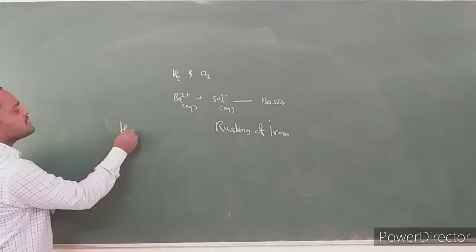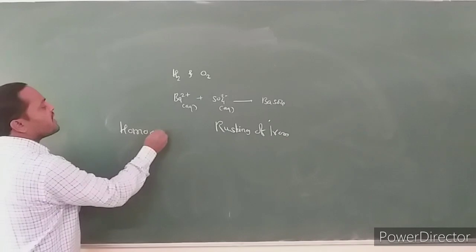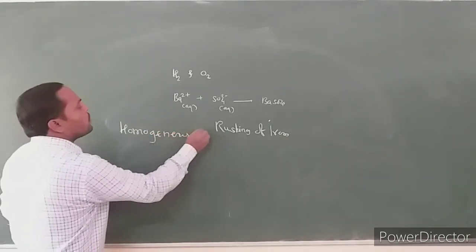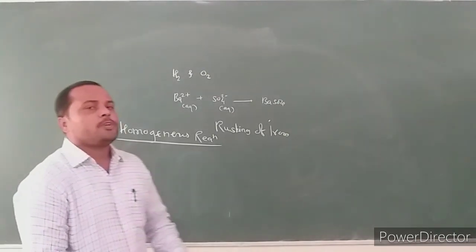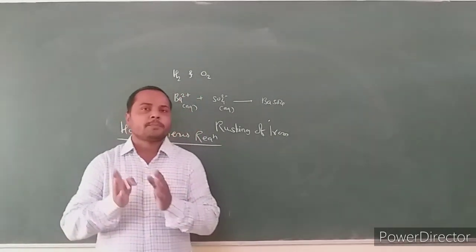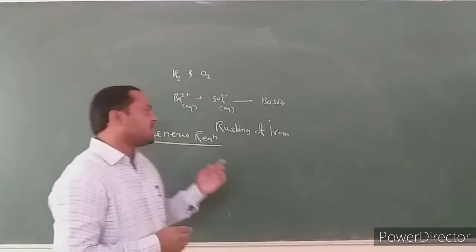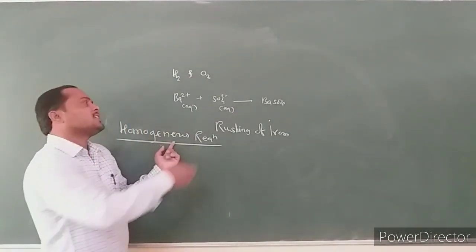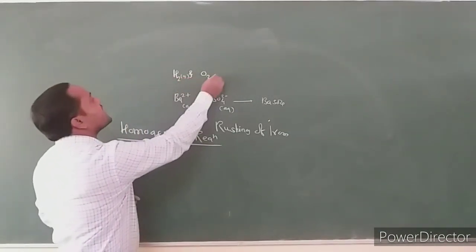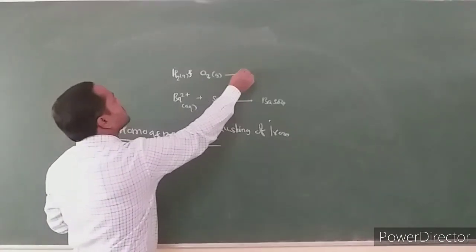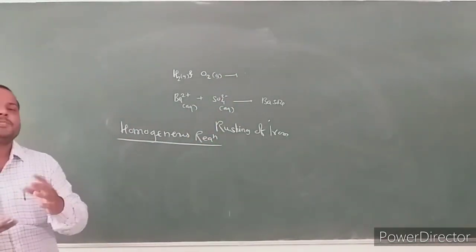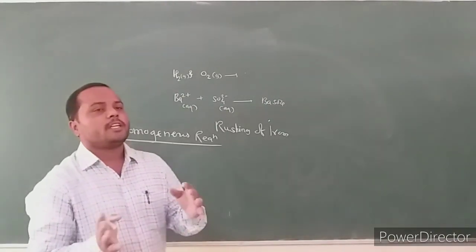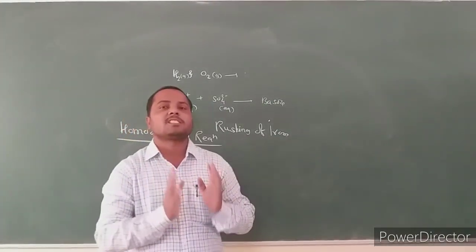The first one is considered a homogeneous reaction. What is a homogeneous reaction? The reaction in which all the reacting phases are present in the same phase. These reactions are known as homogeneous reactions. For example, hydrogen is a gas, oxygen is a gas. Both are present in the same phase. They react to form water, meaning the reaction in which reacting phases are present in the same phase.